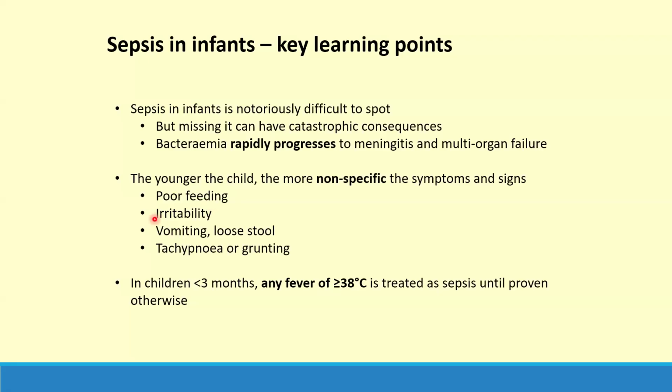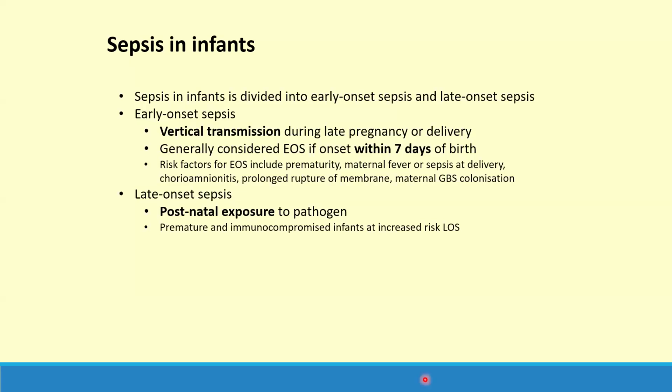They might be vomiting with diarrhea. They might be tachycardic, tachypnoeic, and grunting. All of that could be acidosis driving this, not necessarily a primary respiratory problem. They could just be acidotic because they're septic, because they've got peripheral poor circulation. So children at this age do not localize well.